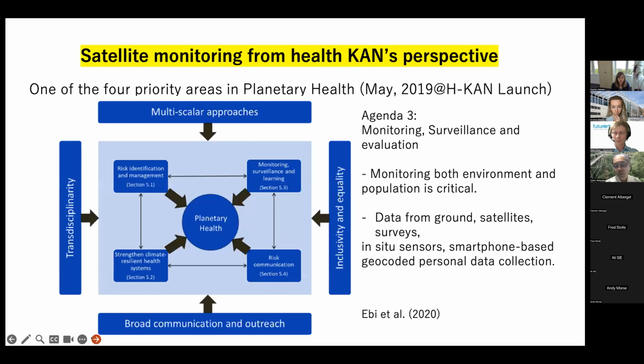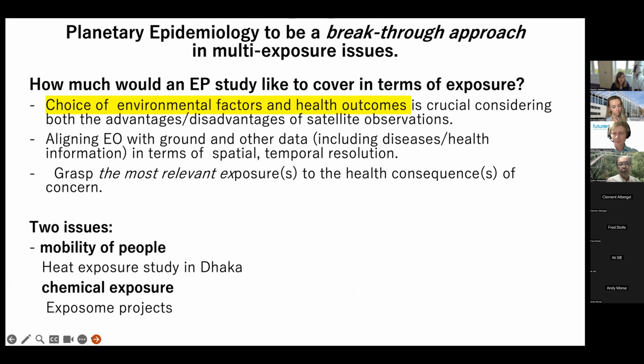I can skip this one, because Jill already introduced this, and from the launching of the HEALTHSCAN, we are recognizing the importance of monitoring and surveillance, particularly using satellites and other tools. And if planetary epidemiology aims to be a breakthrough apparatus for multi-exposure issues, I think there are some issues that should be addressed. In this talk, I would like to focus on the mobility of people and the issue of chemical exposure, which might not be the central focus of this talk.